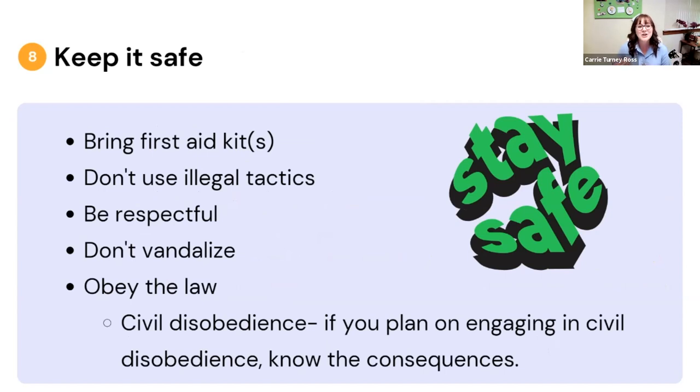And then lastly, you want to keep it safe. Bring a first aid kit or a few. Don't use illegal tactics. Be respectful of law enforcement, but also of other people around you who are maybe not a part of the protest. Don't vandalize. It just goes without saying. Don't do it. And obey the law.